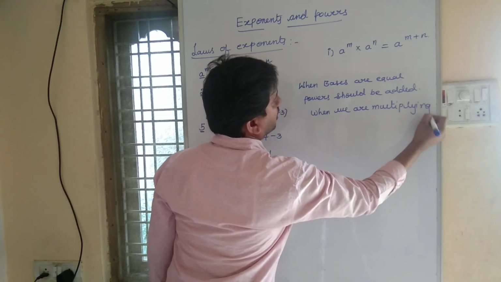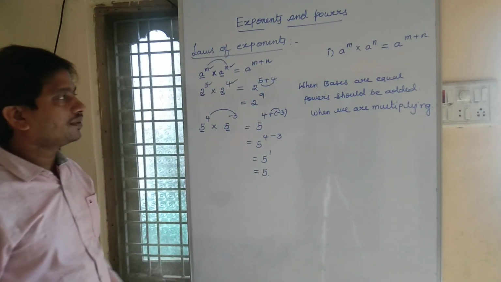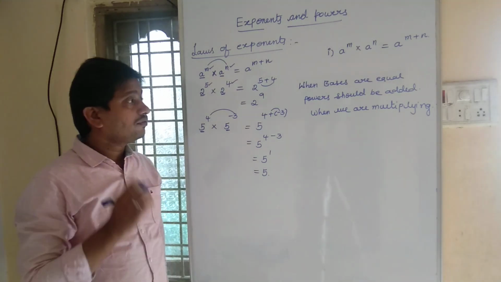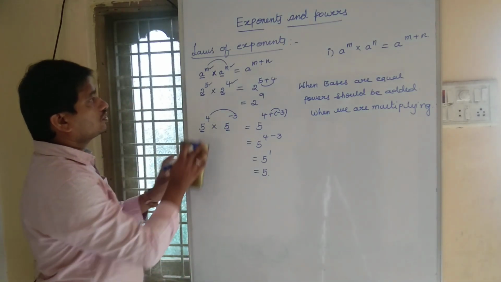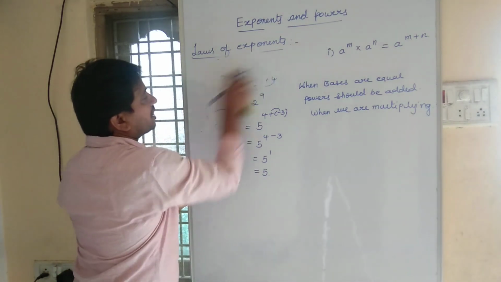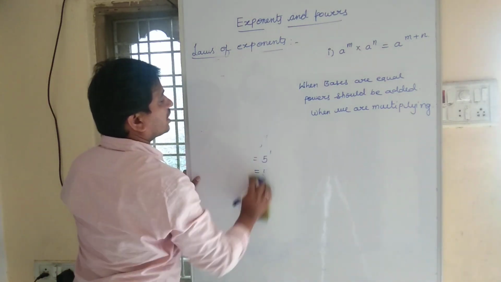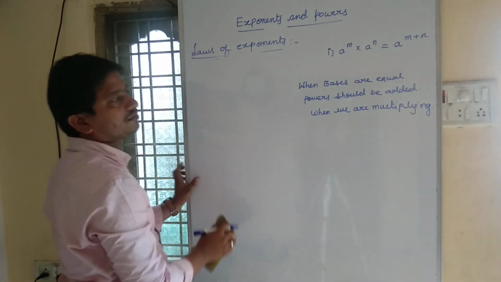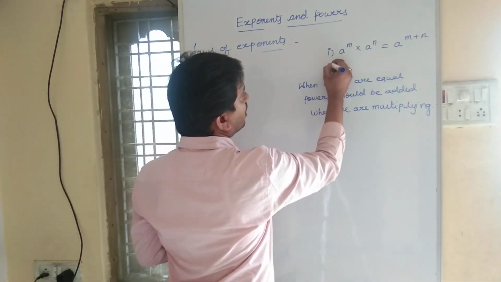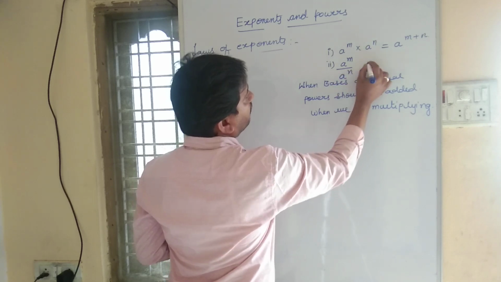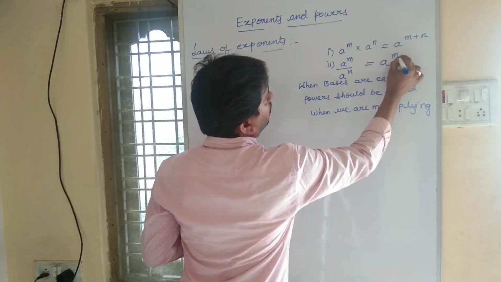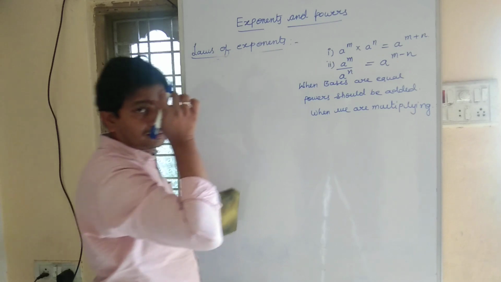Remember, children, this point. When bases are equal, powers should be added when we are multiplying. Now coming to the second law of exponent, that is a power m divided by a power n. What is the second law of exponent? A power m divided by a power n is equal to a power m minus n.